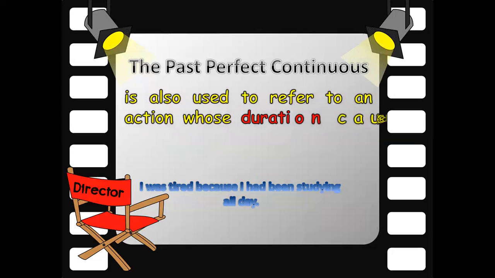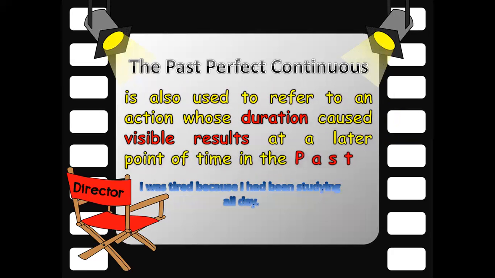The past perfect continuous is also used to refer to an action whose duration caused visible results at a later point of time in the past. Okay. For example, I was tired because I had been studying all day. Now I'm asking you, was he tired because he studied or because he had been studying for a long time? Of course, he was tired because he had been studying for a long time.